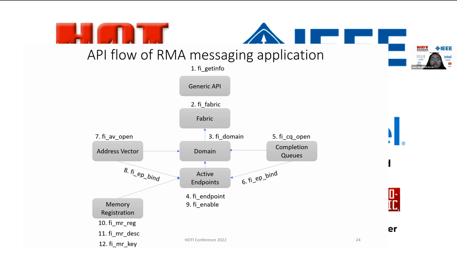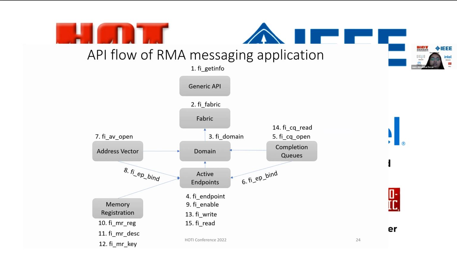So after this is done, we will write from the client's local write buffer to the server's write buffer using FI write. And then we will check the completion queue for write completion. And once we have that, the client will have written data into the server's write buffer by remote memory access or RMA. And after that, we will do the read operation with FI read, where the server will read data from the client's read buffer and copy it into its own read buffer.